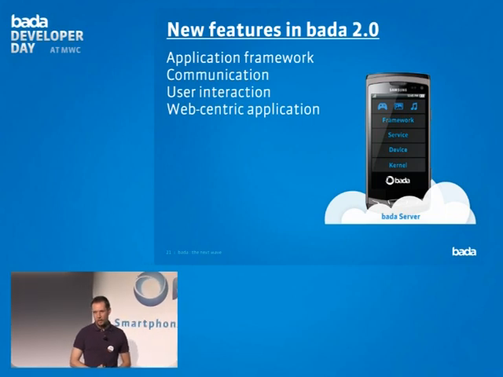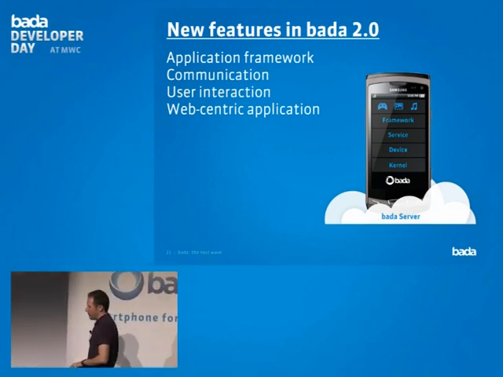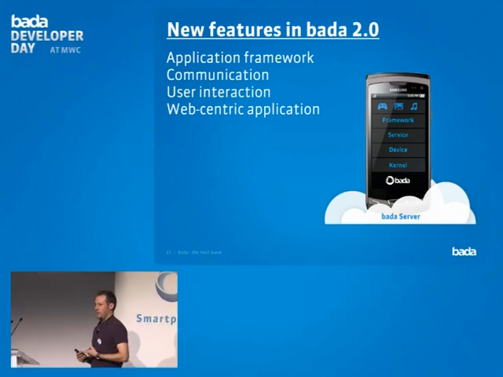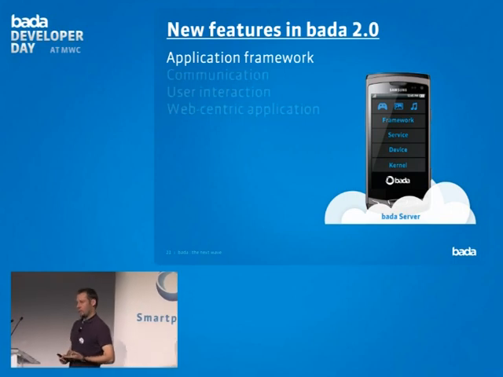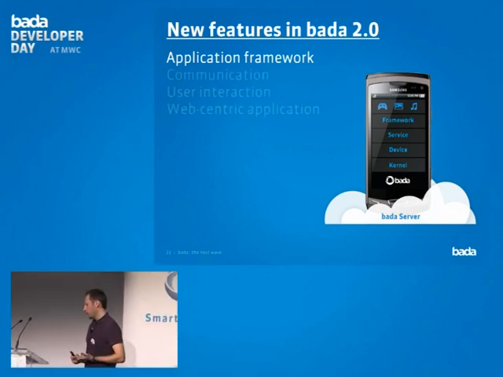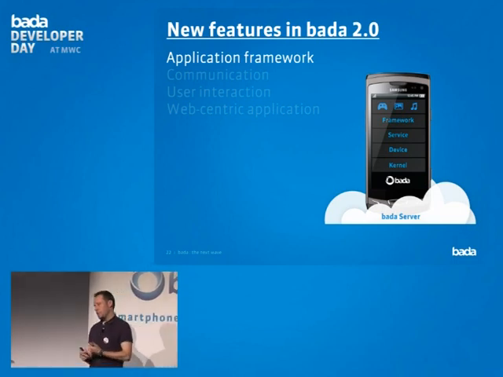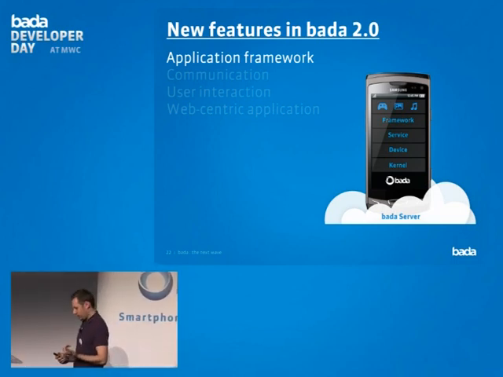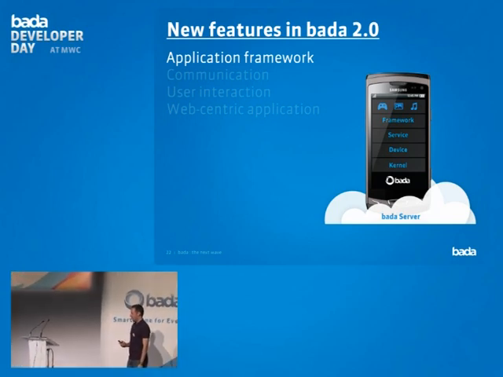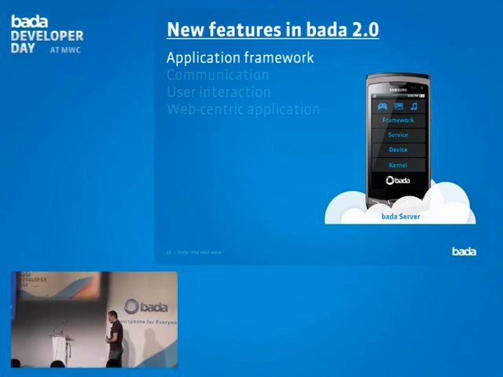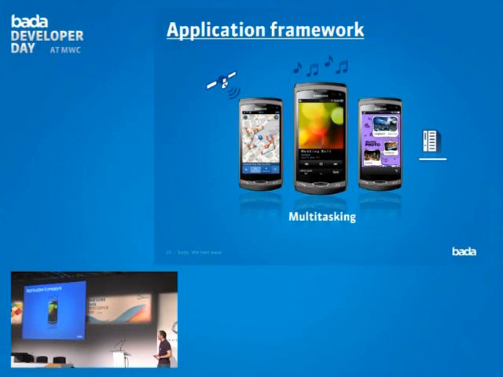Okay, the new features of bada 2.0 can roughly be categorized into 4 types. The first one is we extended the application framework. Second is we provide new communication means. The third one is we refined the user interaction. And the fourth one is we provide even better support for web technologies. So let's have a look at the first one, the extension of the application framework. So these are basically 2 things.